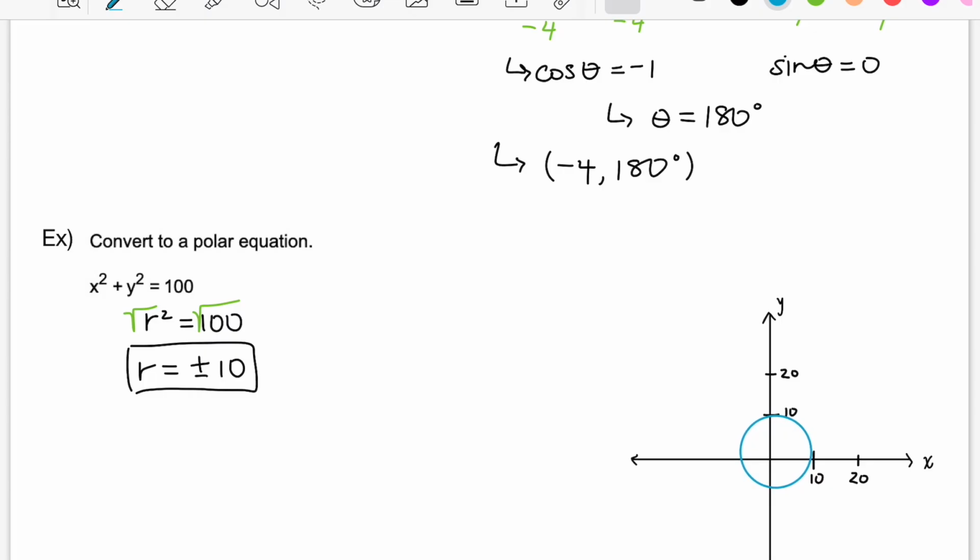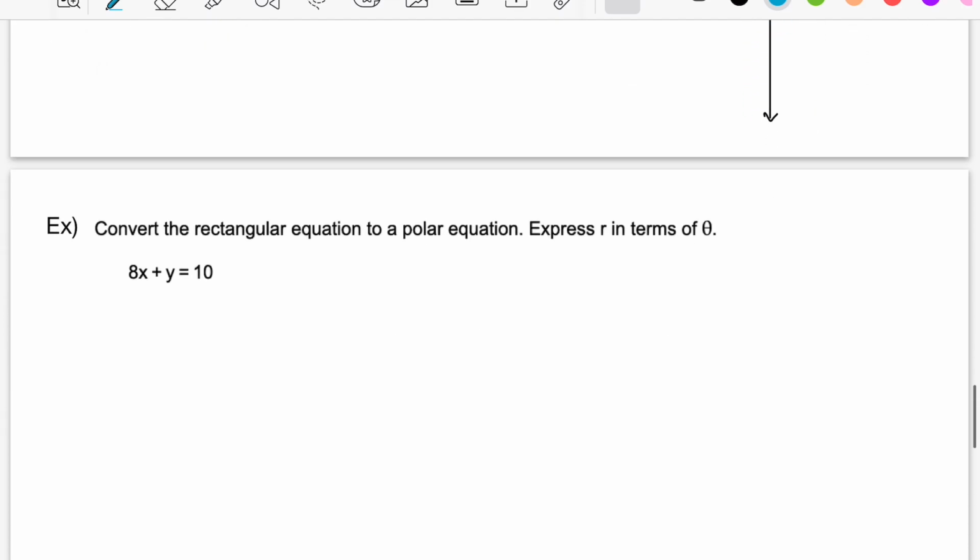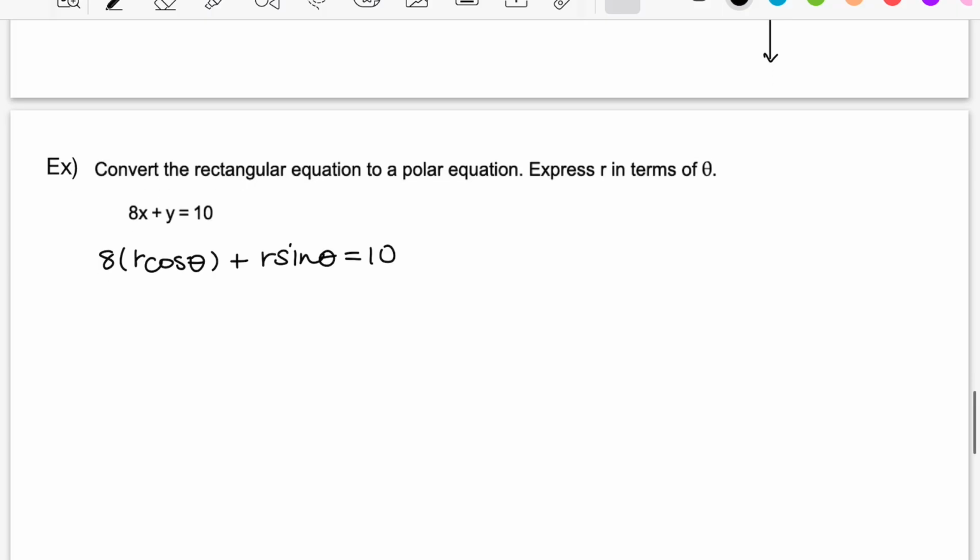All right, let's do a similar example. Now we want to convert this rectangular equation to a polar equation, and then we're going to express r in terms of theta. So first we have 8x plus y is equal to 10. So this means 8x, which is r times cosine theta, plus y, which is r times sine theta, is equal to 10. So we have 8r cosine theta plus r sine theta is equal to 10.